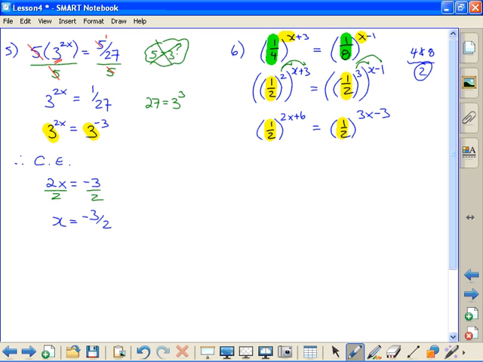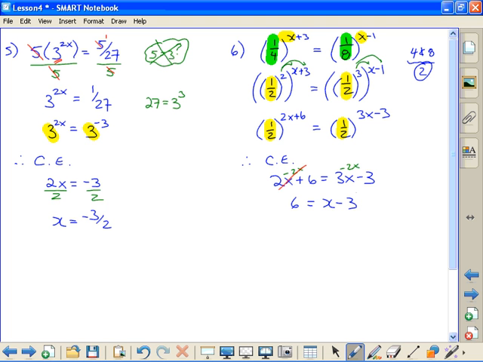Okay, so now you can go ahead and compare exponents. So therefore, comparing exponents, I know that 2x plus 6 is equal to 3x minus 3. This is when you need to move all the variables to one side, all constants to another. So subtract 2x from both sides. Inverse operation removes that. So we have x minus 3.